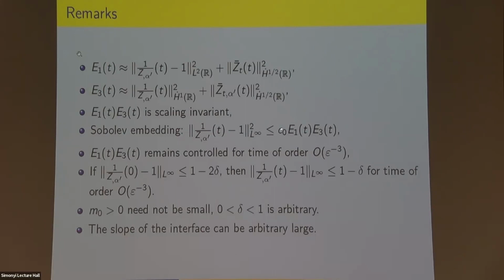Okay, so if I choose this C0 nice enough, I can make this very close to 1. And this M0, we can show that this can remain controlled for time of epsilon to the minus 3. So if this is less than 1 initially, then this is less than 1 for all the time epsilon to the minus 3. And this need not be small, and this delta can be arbitrarily small. So if delta is very close to 0, then the steepness can be arbitrarily large.